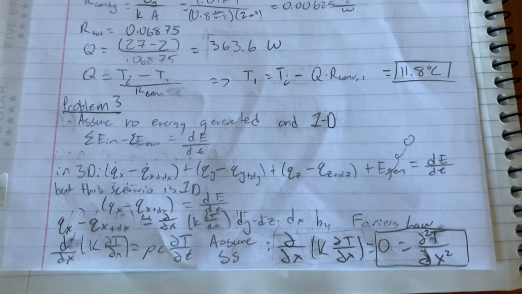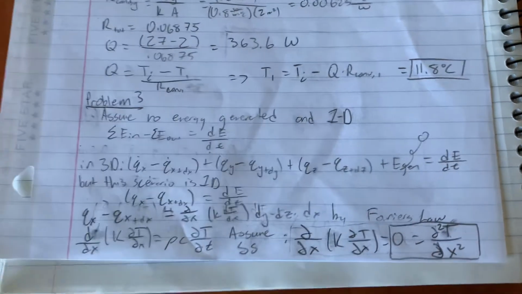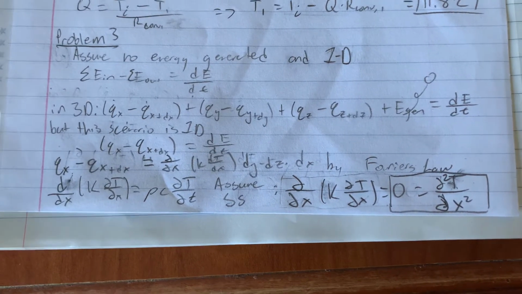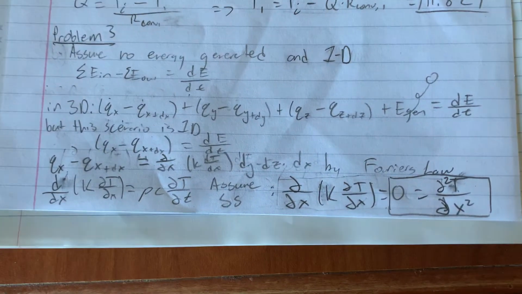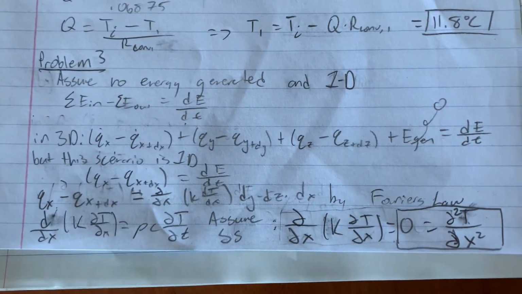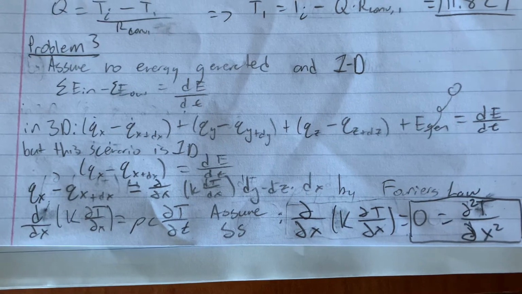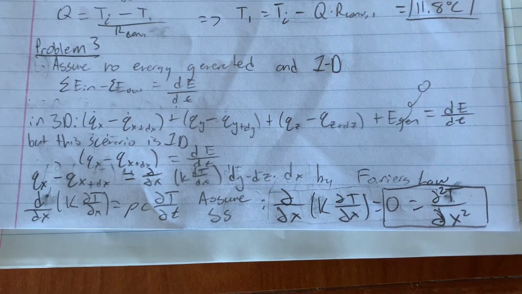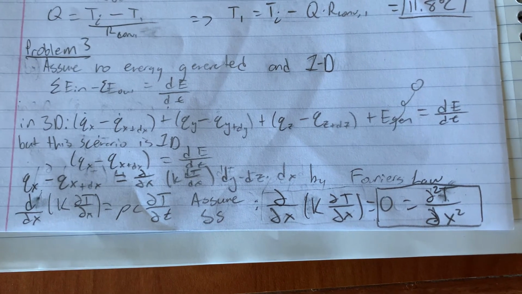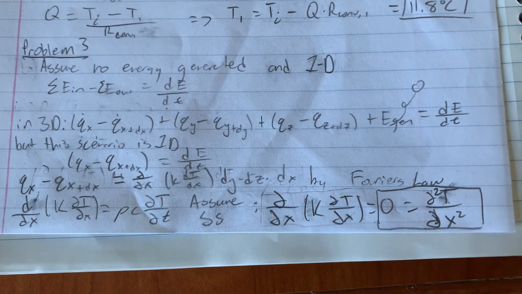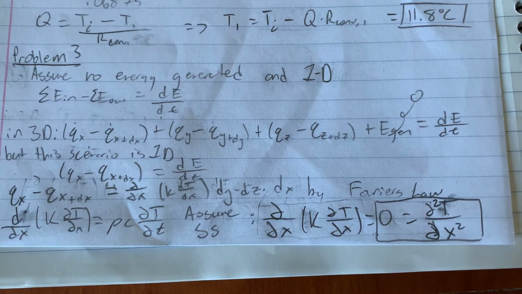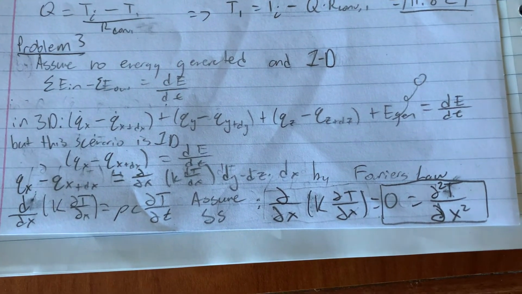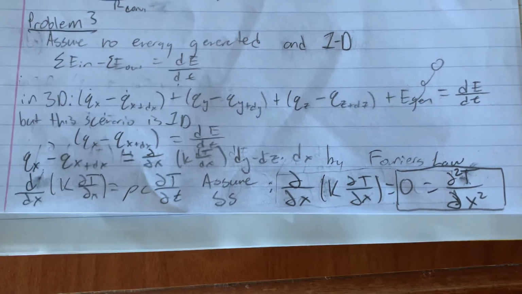For the next problem, I wanted to derive the Cartesian coordinates for the above system, which has no energy generated by the glass and 1D steady state heat transfer. So this equation will be simplified down quite heavily. Again, start with the basic energy balance of energy in minus energy out is equal to change in energy over time. The 3-dimensional one is given there, but since this is 1-dimensional, you can cross out the y variables, z variables, and energy generation.